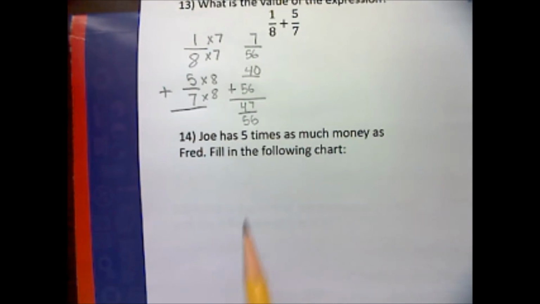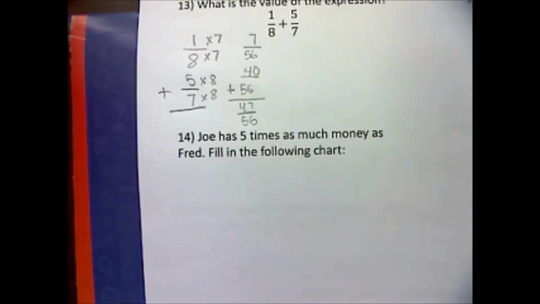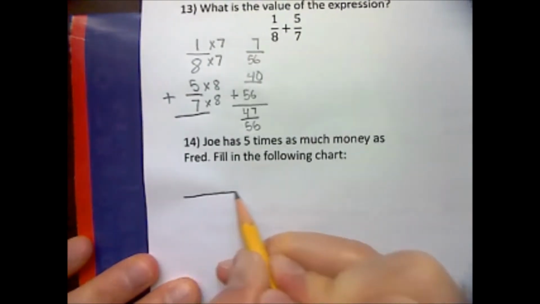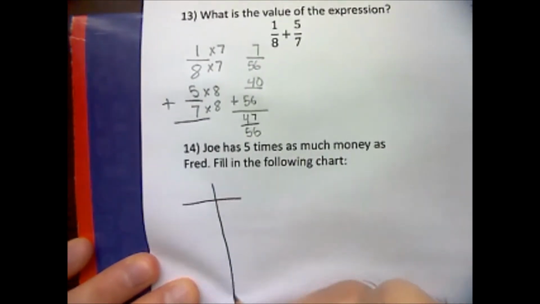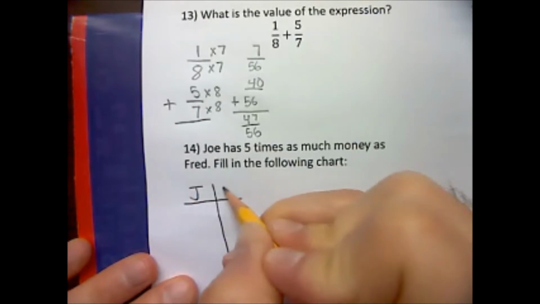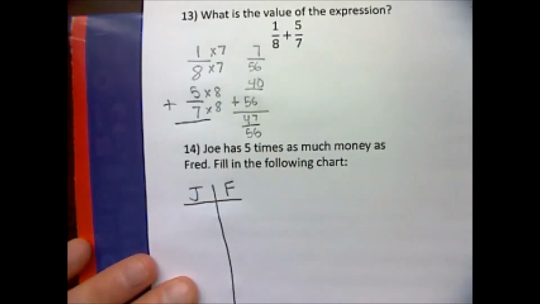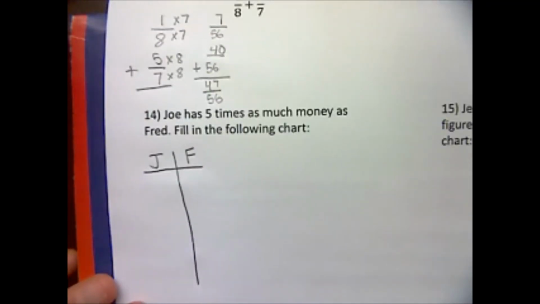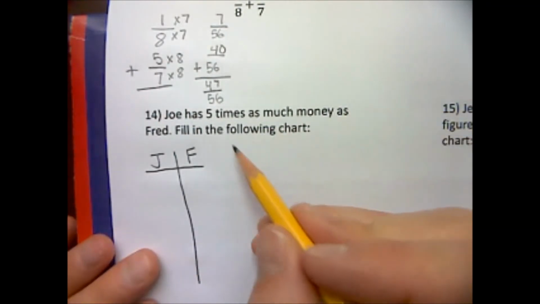All right, let's do this one. Joe has 5 times as much money as Fred. So let's do a chart. We'll have Joe on this side, Fred on this side. Okay, so let's write an equation. Right now you guys just pause your video. I want you to try to write an equation. Pause. Restart. Okay, let's see if you get this equation.